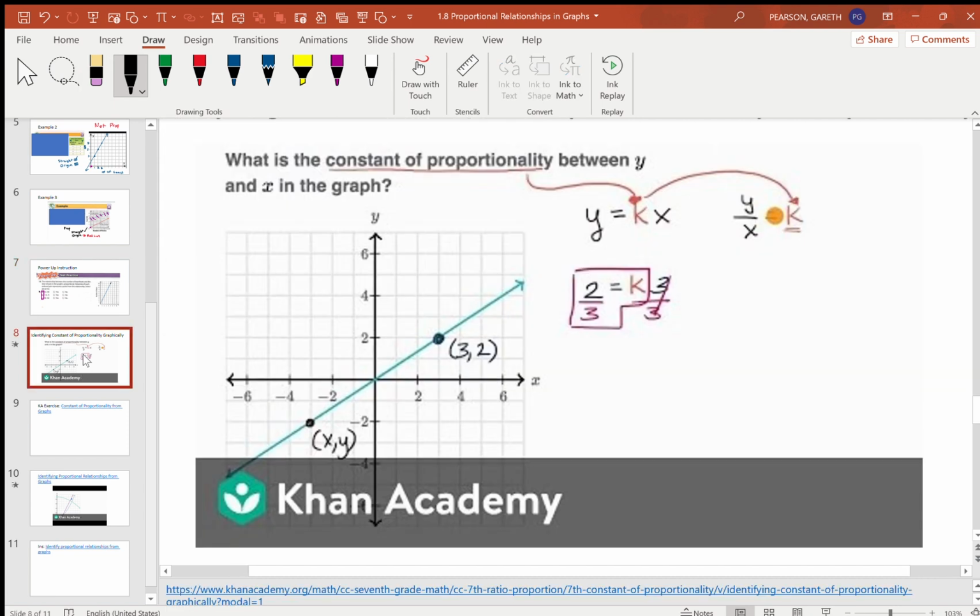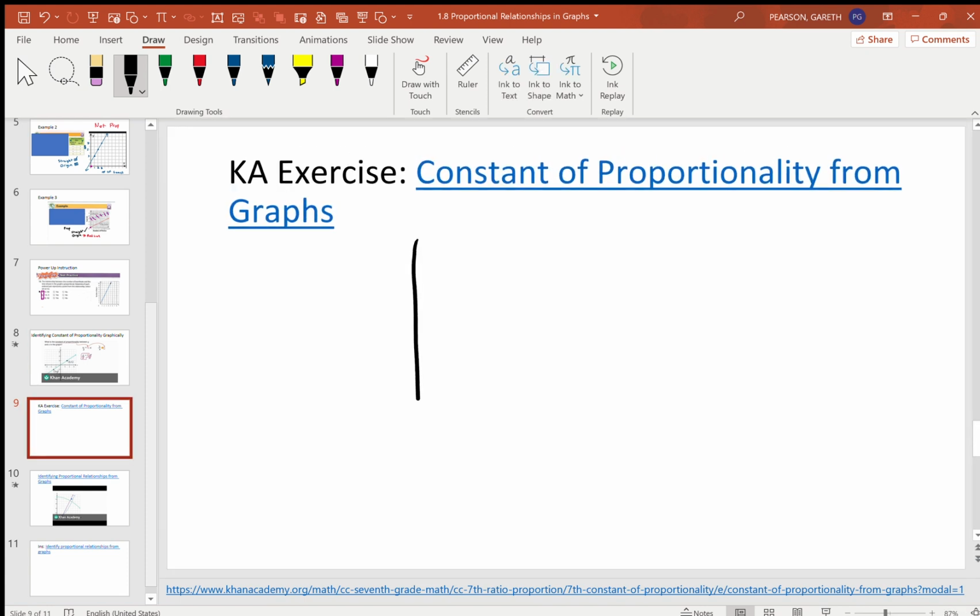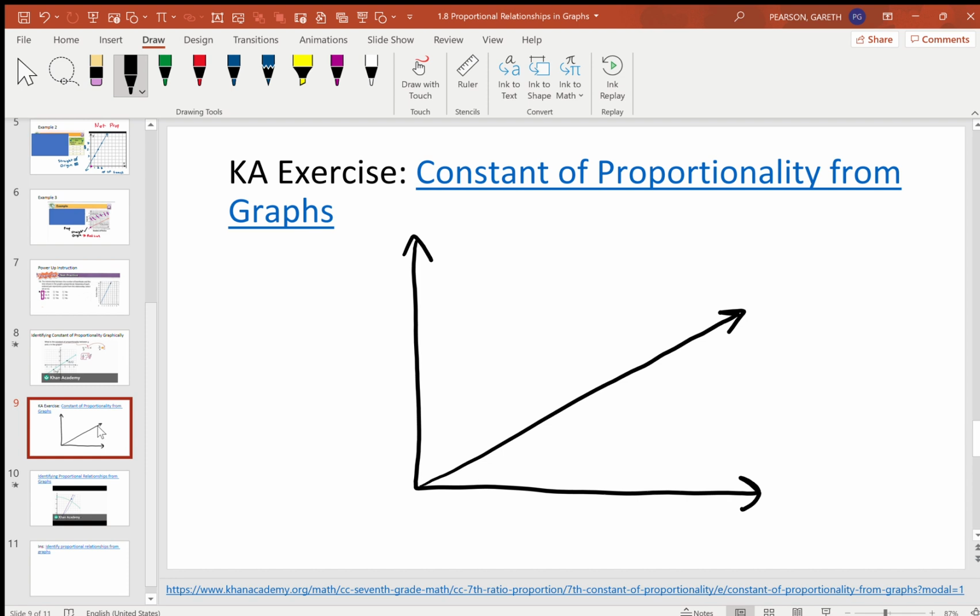Okay, so identifying a constant of proportionality from a graph is actually much easier than what it looks like. Let's say, I'm kind of improvising here, but let's say this is your graph. And let's say this is your line. And that's a point on your line. Now this line is straight, and it goes through the origin, so you already know it's proportional. That's not what they're asking you though. They're like, okay, it's proportional, now tell me what the constant of proportionality is. And you're like, well, hold on, how do I do that?